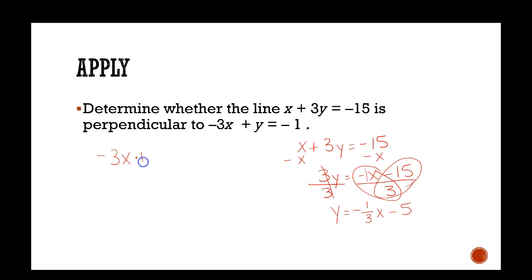Right, in the second equation, all I'd have to do is add 3x, because then I end up with a positive y, and that's what I have. So your slope here was negative 1/3. Your slope here is 3. So the question is, are they perpendicular? Well, are they opposites? One's positive, one's negative. Yes, they are. Are they reciprocals? Is 3 and 1/3 reciprocals? And the answer to that is yes, they are.